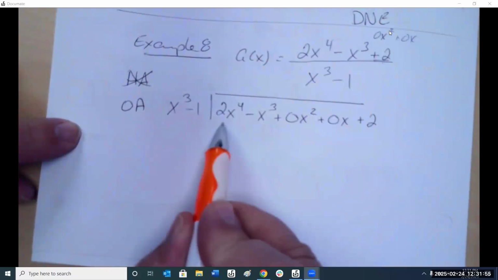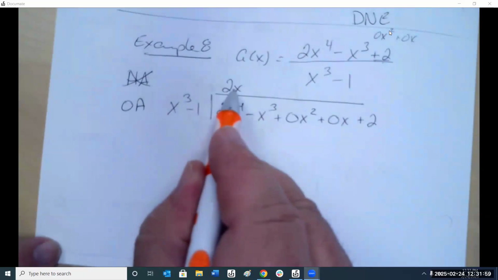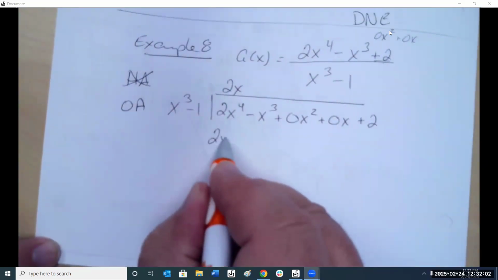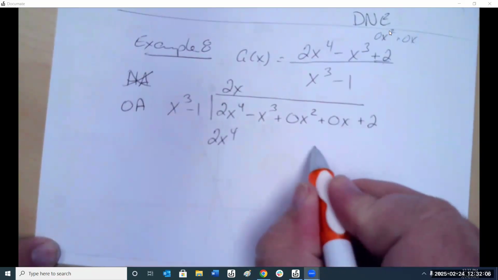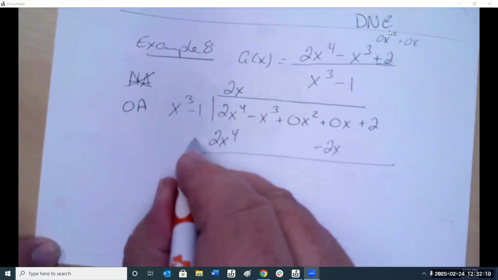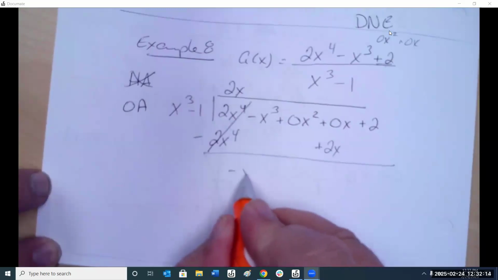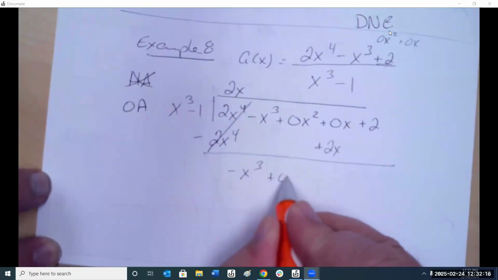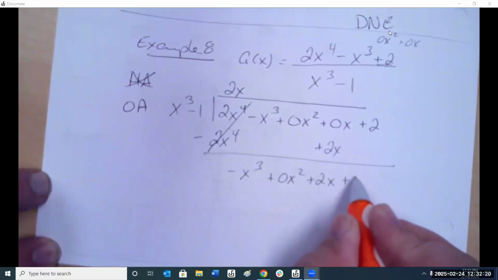What times x cubed gives me two x to the fourth? 2x. So two x times x cubed is two x to the fourth. Two x times negative one is negative two x. Change the signs and add. So we have negative x cubed, 0x squared, plus 2x plus 2.